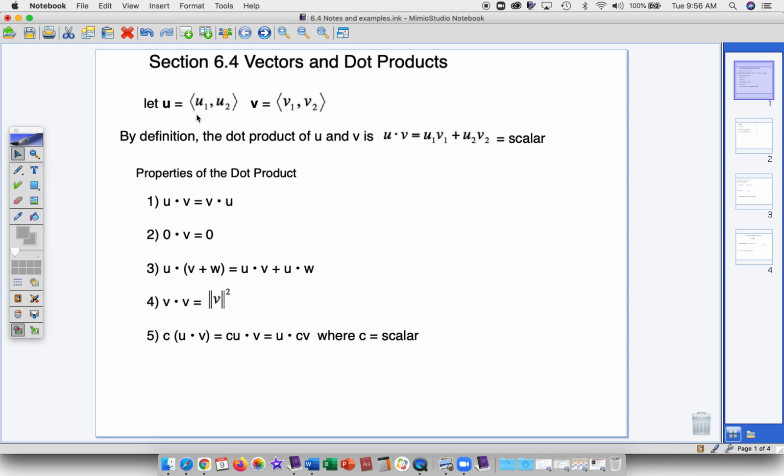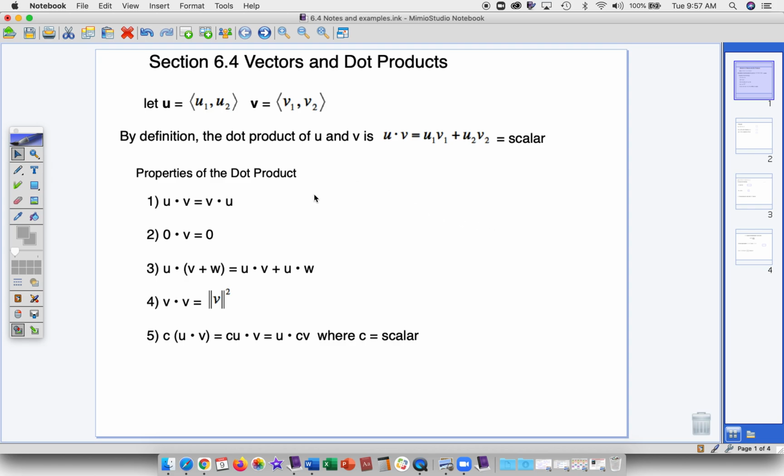So if we let u be the vector with components u sub 1, u sub 2, and v is the vector with components v sub 1, v sub 2, by definition, the dot product of u and v, we write it this way, u dot v, and we actually say u dot v. We don't say times, we say dot. U dot v is equal to the sum of the products of like components. So we multiply u sub 1 and v sub 1, we multiply u sub 2 and v sub 2, and then we add them together. When we complete this process, we end up with a scalar.